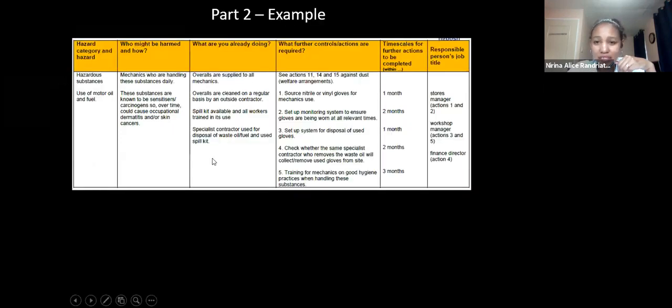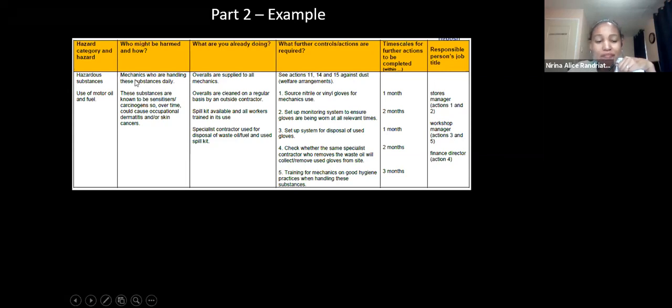So this one, again, is from the sample provided by NEBOSH. So clear hazard category, that's hazardous substance. So that's our category. The hazard is the use of motor oil and fuel. So take note, it's very specific. Some people put chemical. Chemical is not specific. Yes, chemical is a hazardous substance, but which chemical? What are you talking about? So be specific. And then who might be harmed? Again, very specific. Mechanics. Don't just say workers, staff. Workers where? Office worker or where?